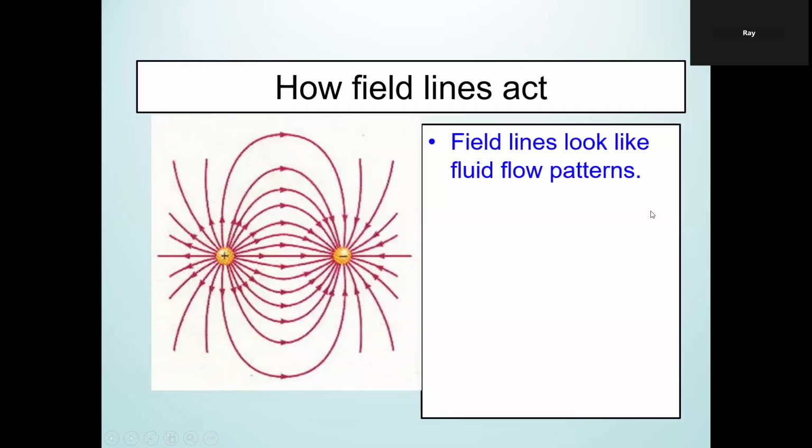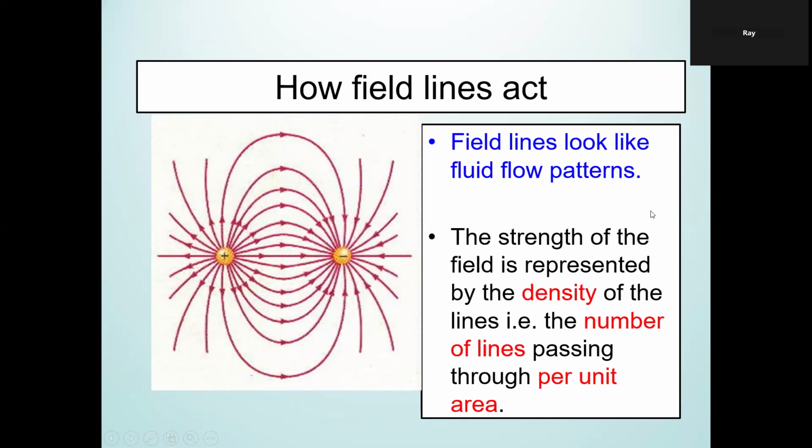Field lines look like flow patterns. The strength of a field is represented by the density of the lines, that is, the number of lines passing per unit area. Per unit area, closer lines mean a stronger field. If the number of lines passing per unit area is smaller, it is a weaker field.